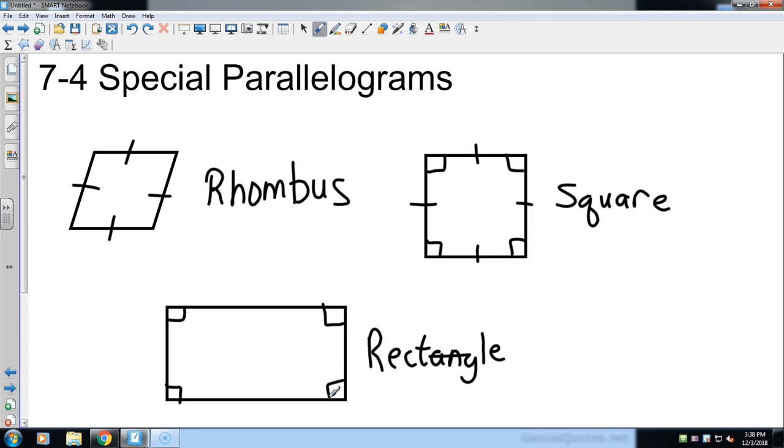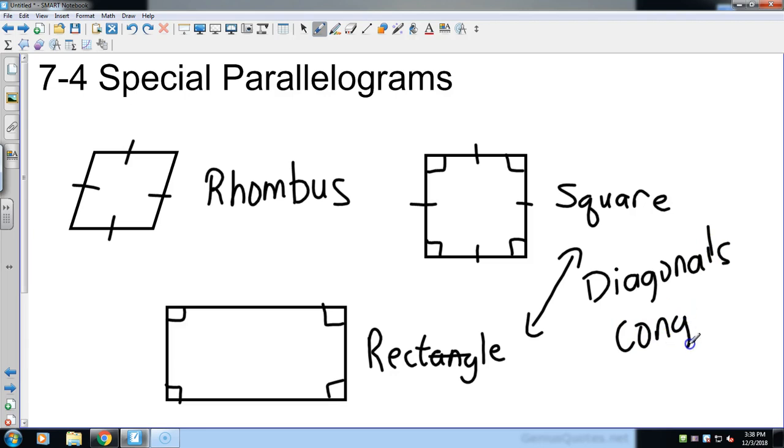Okay, opposite sides congruent and parallel, opposite angles congruent, consecutive angles are supplementary, the diagonals bisect each other. Some of the differences in a square and a rectangle: the diagonals are congruent. Okay, the diagonals in a square and a rectangle are congruent.